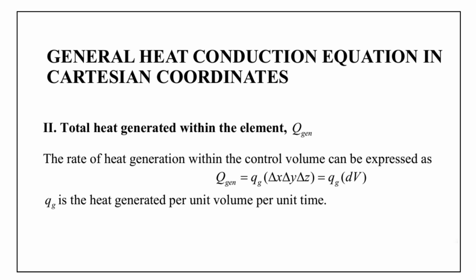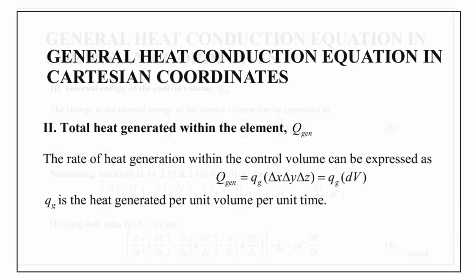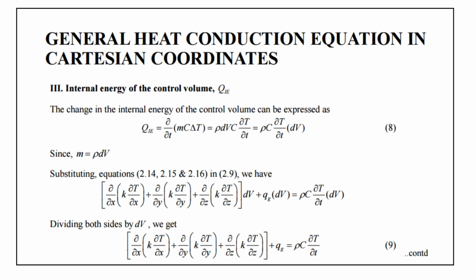Total heat generated within the element, Q generation, equals Q dot times Δx times Δy times Δz, which is Q dot times dV, where Q dot is the heat generated per unit volume per unit time. Moving to next slide, internal energy of the control volume.